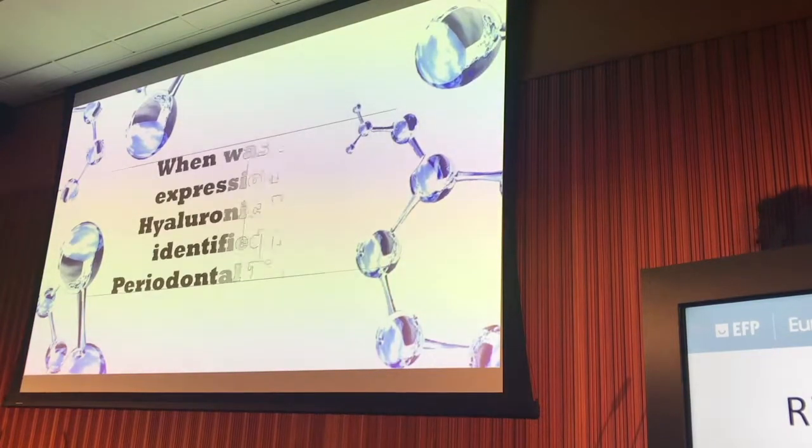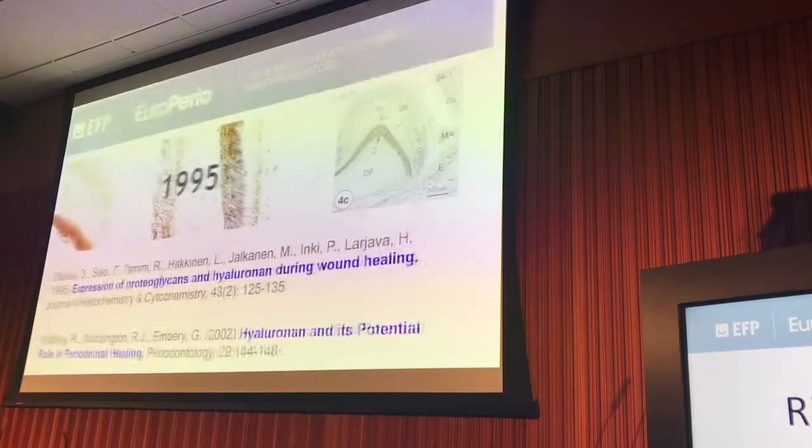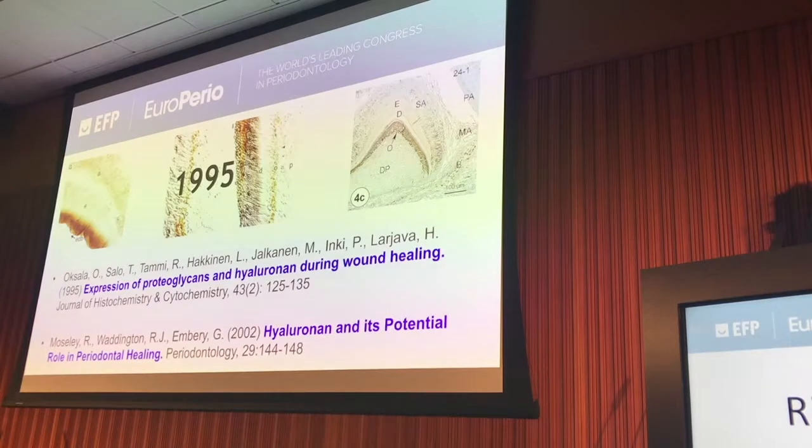So next, when was this expressed in periodontal tissues? Well, 1995, okay? So of course, periodontal tissues contain connective tissue, right? It just makes sense. You'll find two publications here. If anybody wants them, you can send me an email. I have my email address at the end. I'm more than happy to share any of this data with you guys.